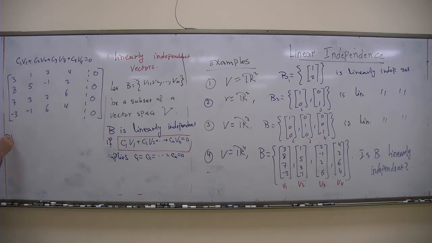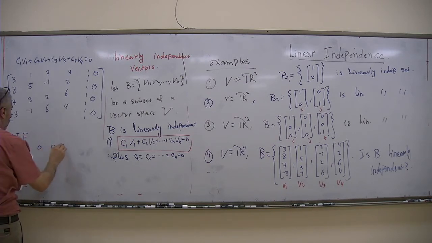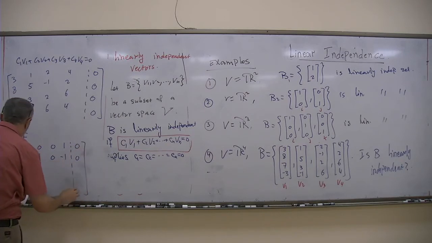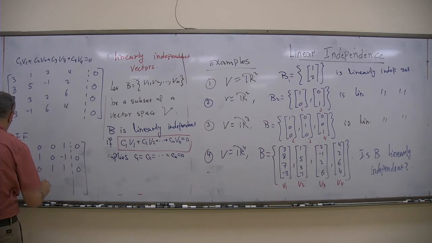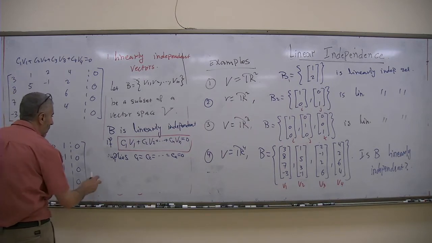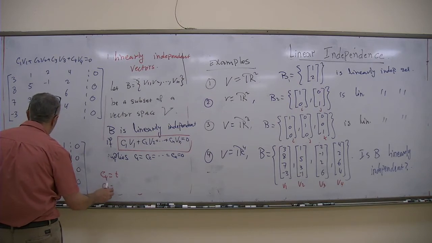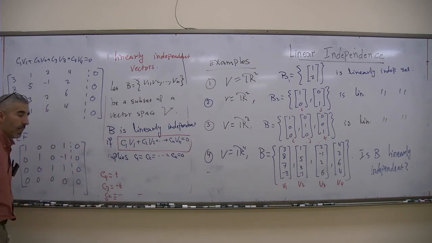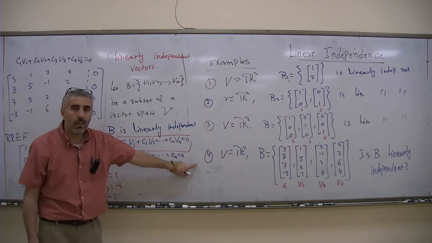And now the reduced row echelon form, that is 1, 0, 0, 1, and here 0, here 0, 1, 0, negative 1, 0, here 0, 0, 1, 1, 0, 0, 0, 0, 0. And you can see now you have a row of zeros here. So what does that mean? It means here you have a free variable. So it means you have a non-trivial solution. So here C4 is free, and C3 is negative C4, which is negative T, and then you have C2, and then you have C1.